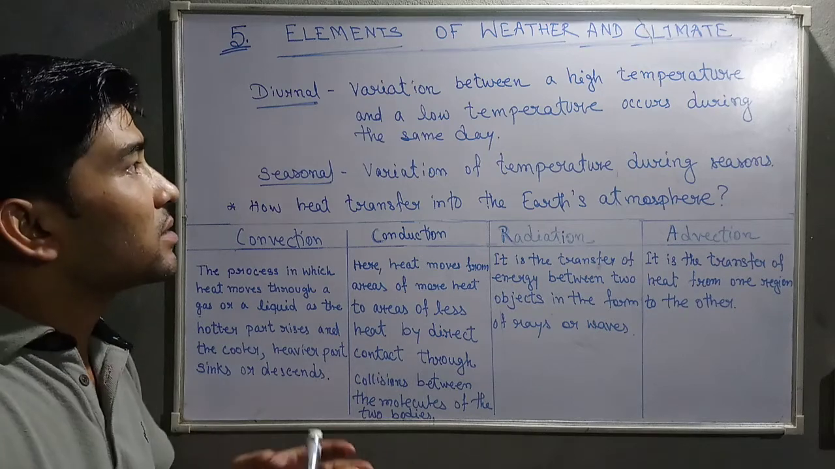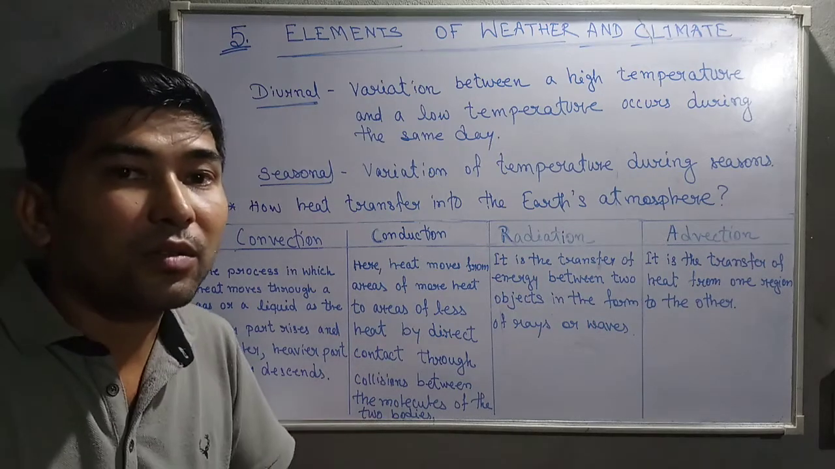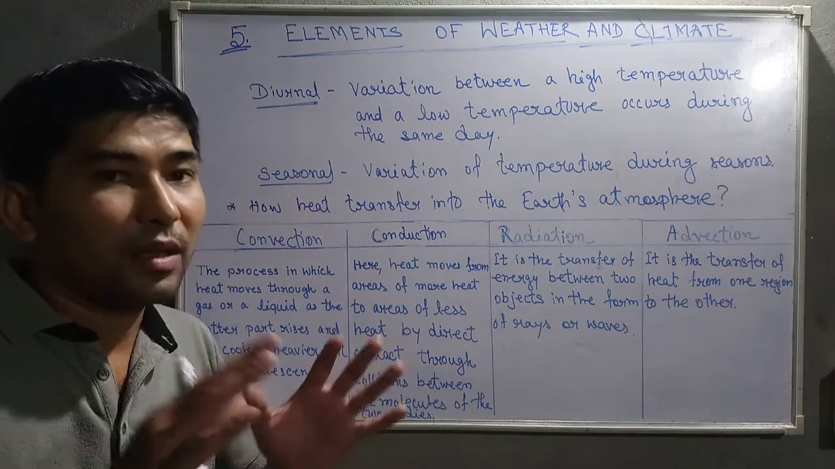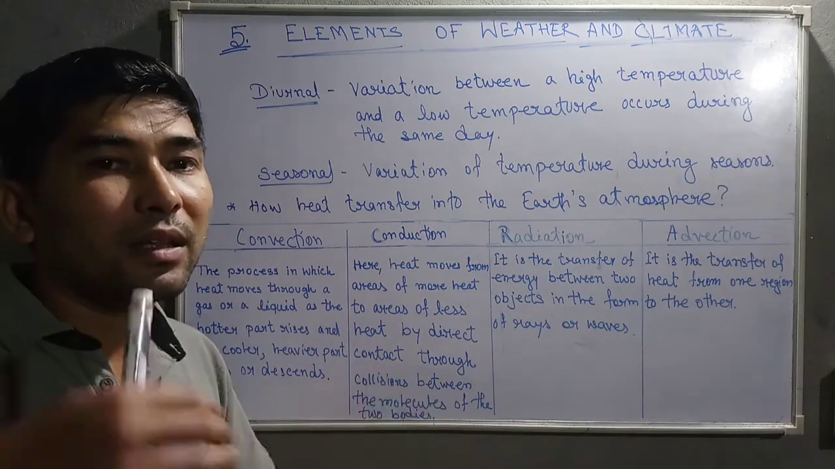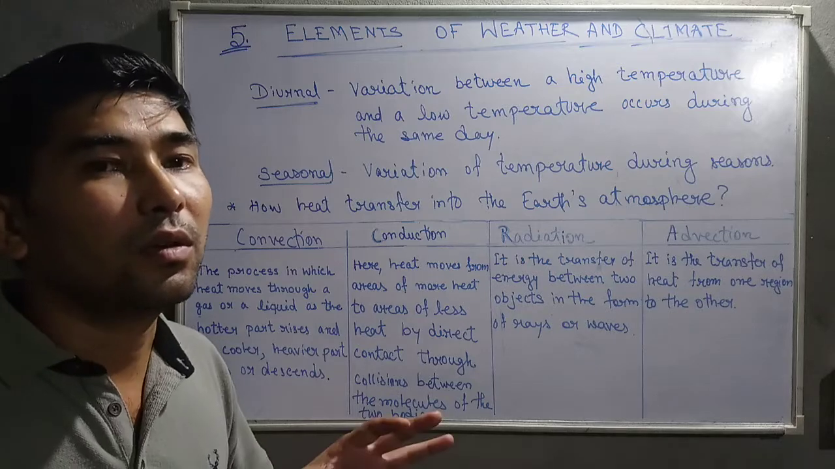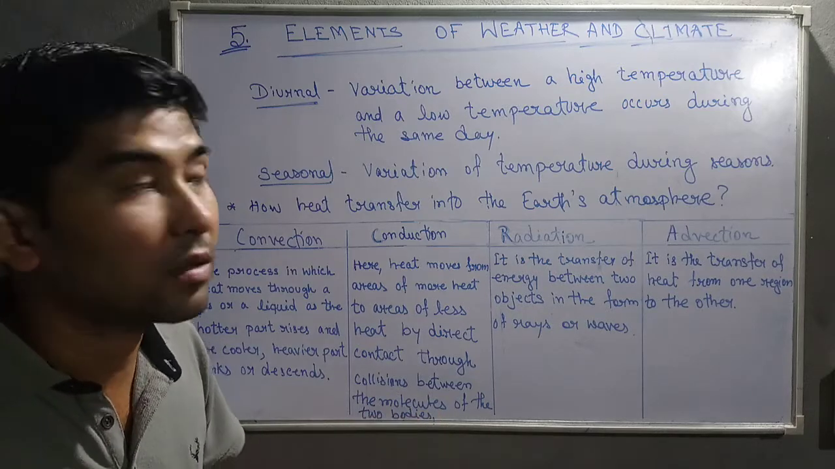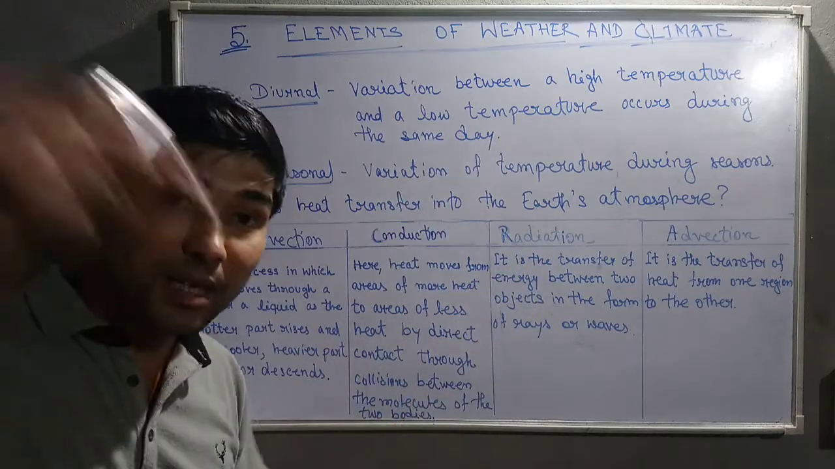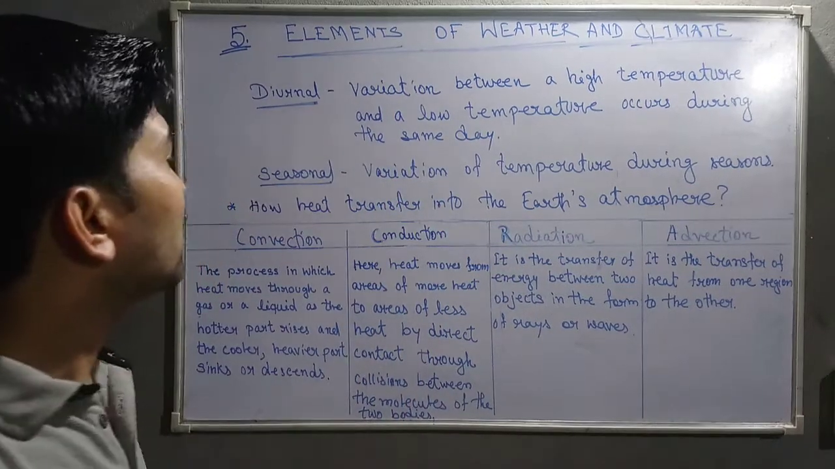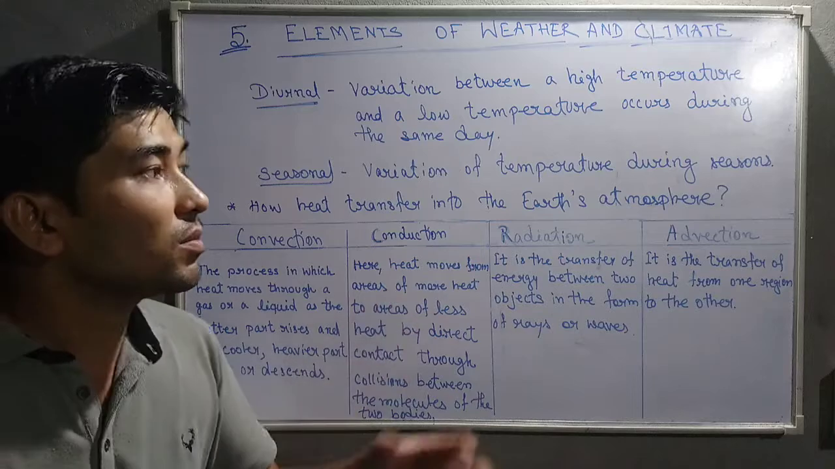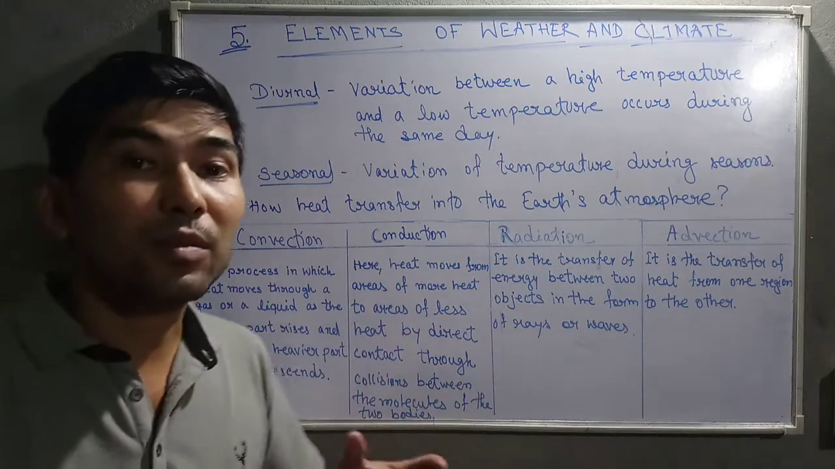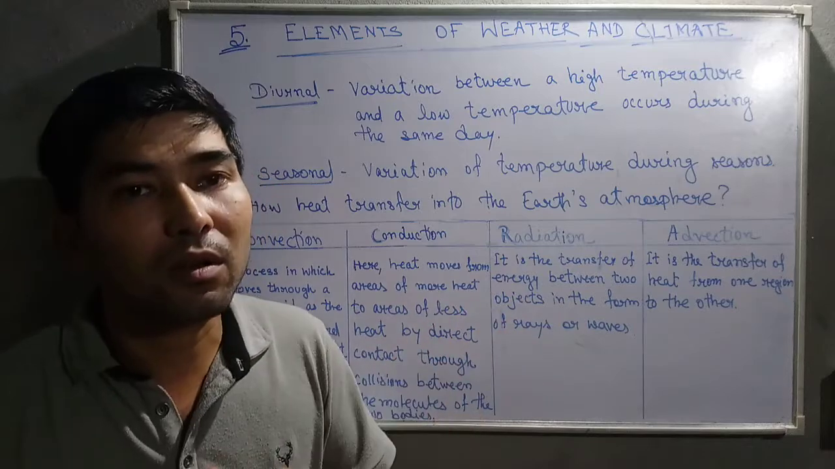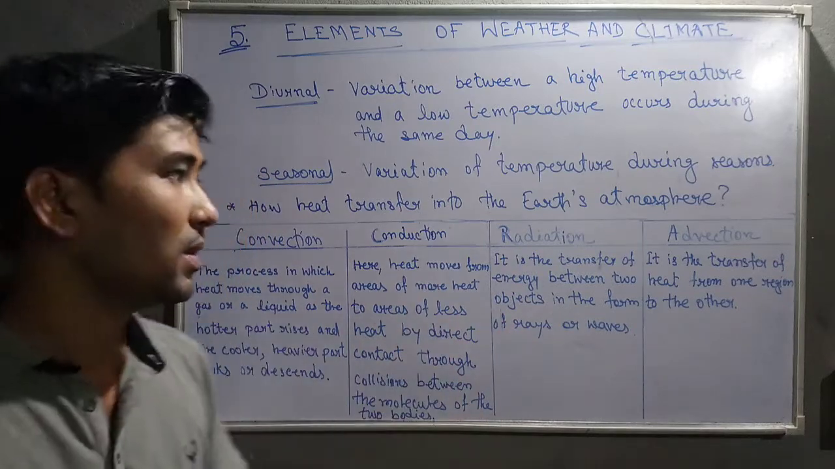Within a day, as I told you, sometimes in the morning it is very hot and in the evening it is pretty cool, or rain occurs. That is called the variation between a high temperature and a low temperature during the same day. Seasonal means the variation of temperature during seasons. The summer season is very hot and the cold season is very cold, so that is seasonal.